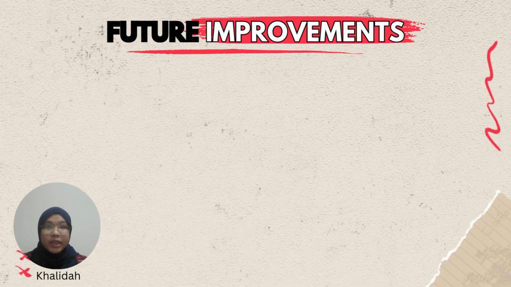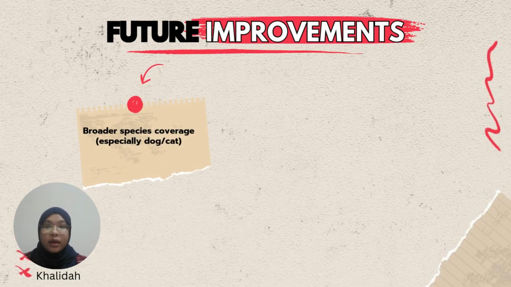To make this technique more reliable for forensic work, several improvements can be made. First, future datasets should include more species, especially dogs and cats, since they are commonly encountered in real investigations. Adding smaller mammals or poultry would also expand the model's usefulness in different forensic environments.